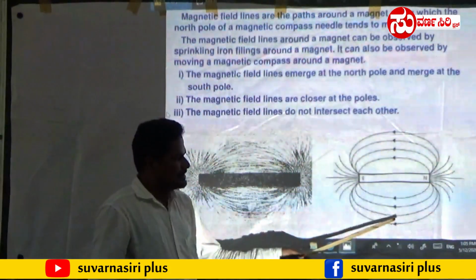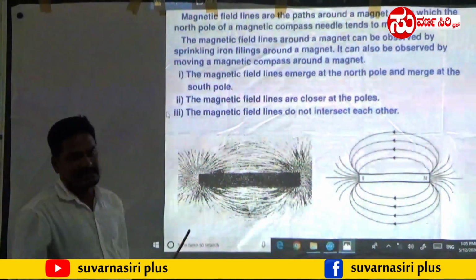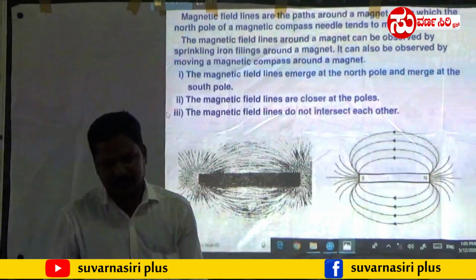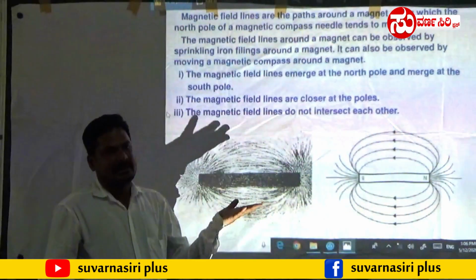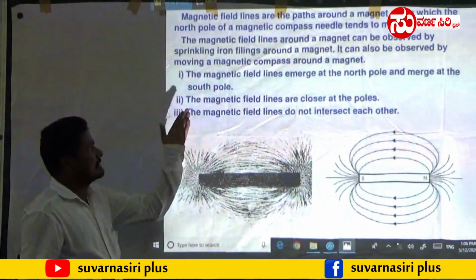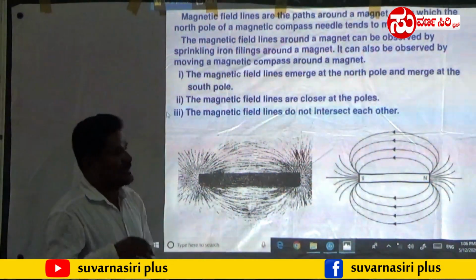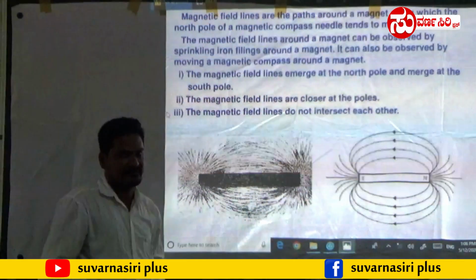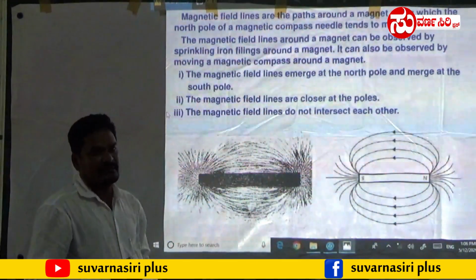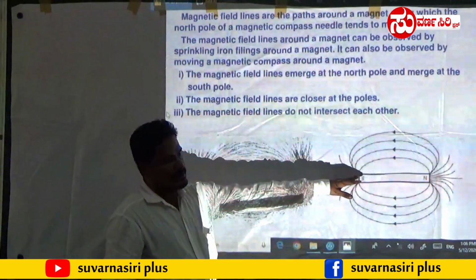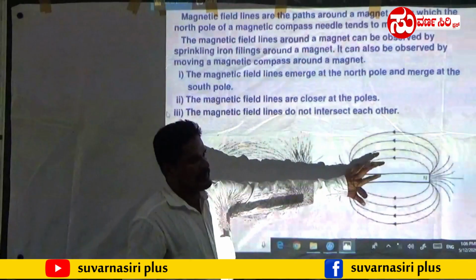I already said that the magnetic field lines are parallel and not intersecting. These are some basic properties we should follow. A very important question will be asked in your examination: what are the properties of magnetic field lines? Dear students, you have to write the answer. The magnetic field lines emerge from the north pole and merge at the south pole. This is one point. And next, magnetic field lines are closer at the poles. When we come to the poles they are very close, and outside they are very far away.